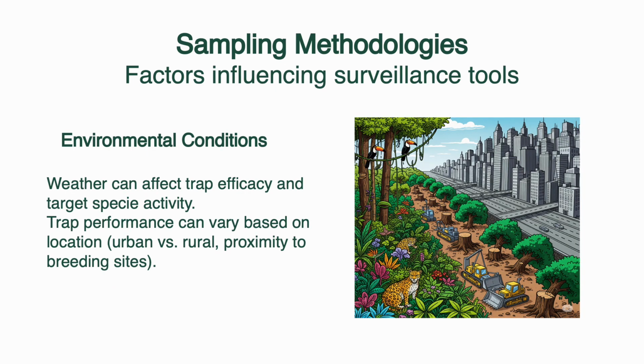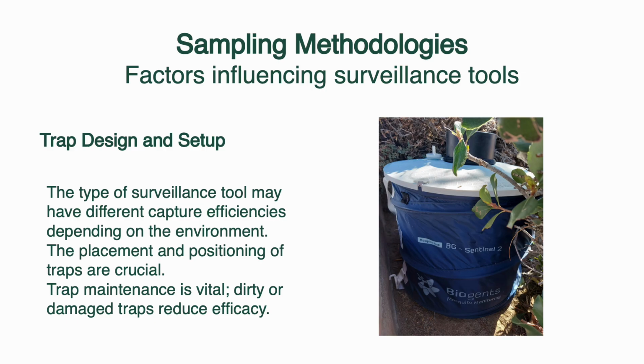Environmental conditions such as temperature, humidity, rainfall, and habitat type can influence trap efficiency and introduce sampling bias. Trap design and specificity determines appropriate use. Traps are species-specific and should only be used for their intended targets. Careful consideration of these elements ensures accurate sampling and reliable, meaningful surveillance outcomes.